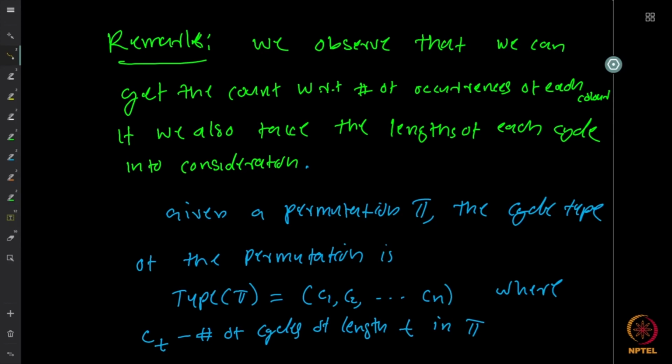So continuing our observation, let us write the cycle type of a permutation as the n-tuple. So we are looking at permutations of n elements, let's say. Then the cycle type of a permutation pi is the n-tuple C1, C2, etc., Cn, where Ct is the number of cycles of length t in pi. So the Ci's could be zeros, right? It is always a non-negative integer, and you can look at some example.